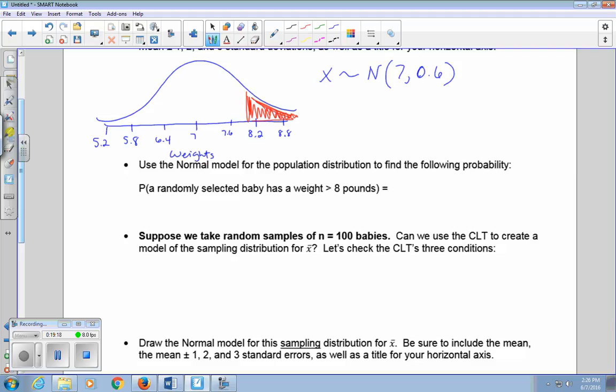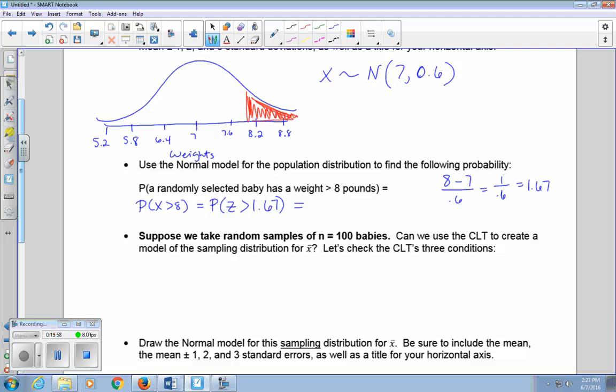We want to first standardize our 8 pounds. So we would say the probability that X is greater than 8 is equal to the probability that Z is greater than something. Let's figure out what Z we're talking about. We have our value minus our mean over our standard deviation. So we get 1 over 0.6, which equals 1.67. So we're interested in finding the probability that Z is greater than 1.67.